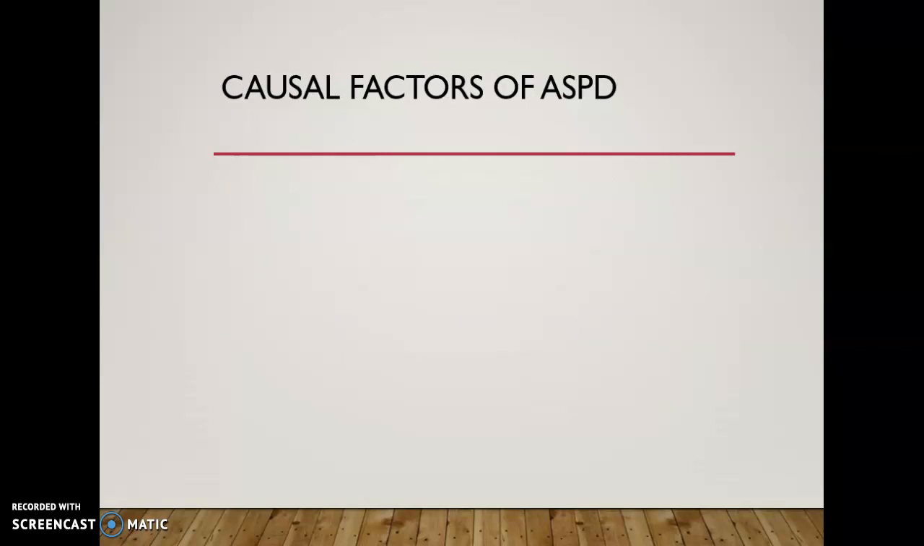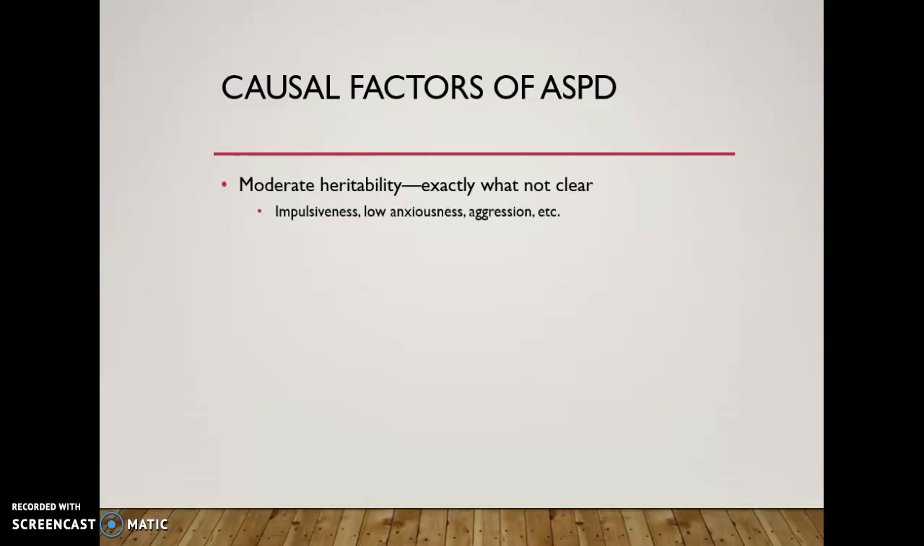Causal factors, well, this one does seem to be inherited, in that it does tend to run in families even if the children are raised by someone other than their antisocial parent. But we're not entirely sure what it is that is inherited. I mean, we don't know what's going on. There are some things that have some inherited components. Impulsiveness, low anxiousness, aggression, that sort of thing are inherited. But we don't know what it is that takes somebody that simply may have inherited some bad traits and turns them into somebody with antisocial personality disorder.